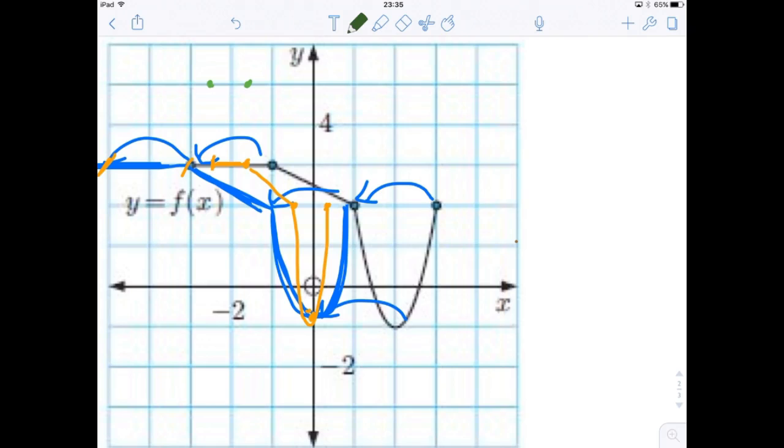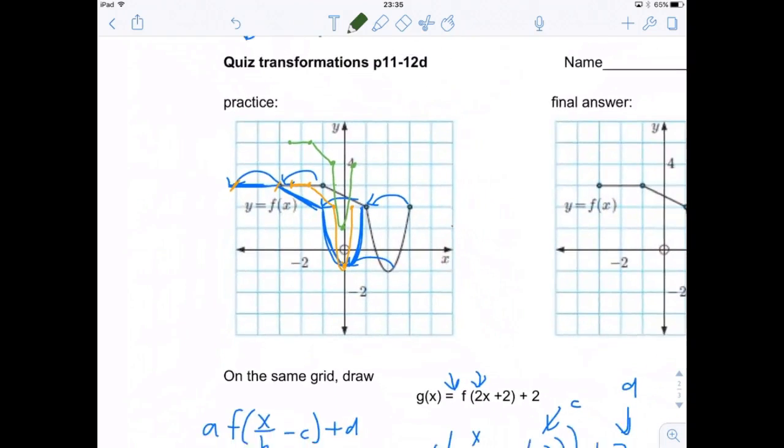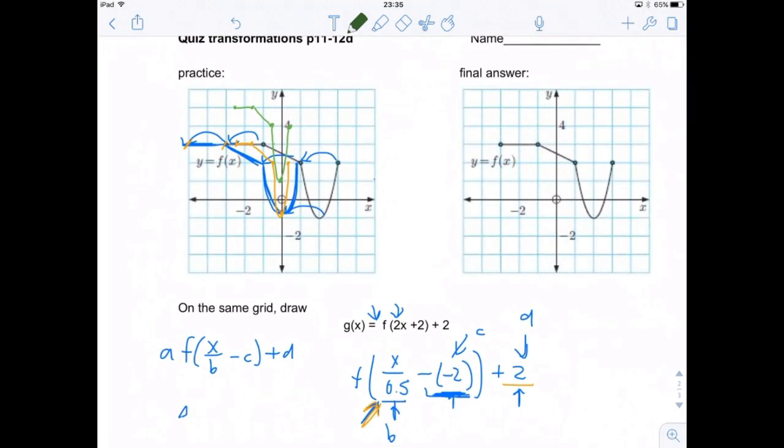2, 2, 2, 2, and 2. Okay? And that is the final function for this transformation.